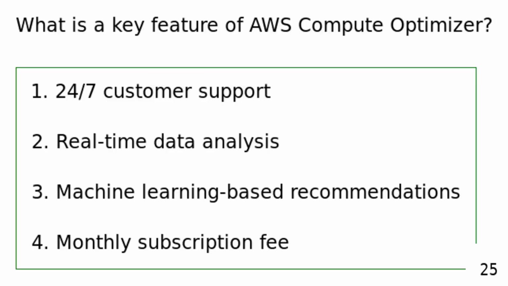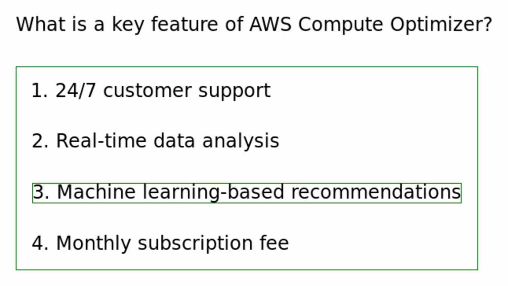utilization. What is a key feature of AWS Compute Optimizer? 24/7 customer support. Real-time data analysis. Machine learning-based recommendations. Monthly subscription fee. A key feature of AWS Compute Optimizer is its machine learning-based recommendations, which leverage historical data to predict ideal compute resource configurations for EC2 instances.